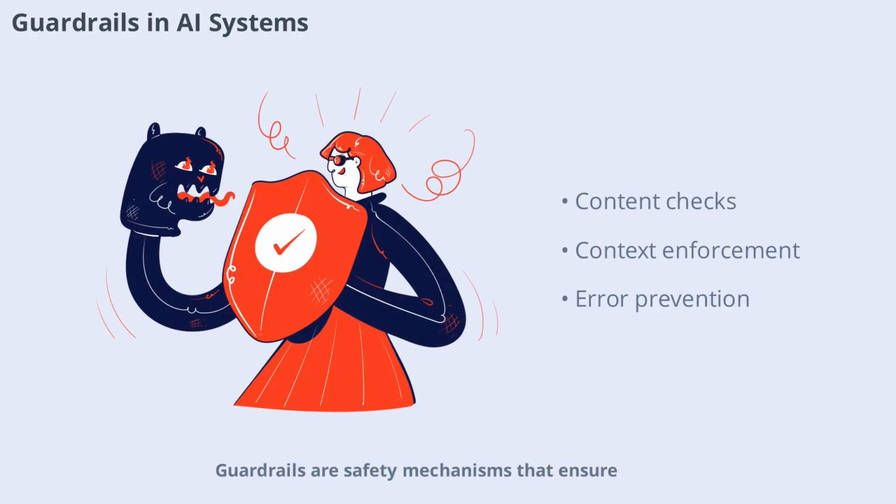Guardrails are safety mechanisms that ensure AI systems operate within defined boundaries. They check for inappropriate content, enforce context limits, and prevent unsafe actions. Implementing robust guardrails is especially important in customer-facing or high-stakes environments, where errors can have significant consequences. Regularly updating and testing guardrails keeps the system secure and trustworthy.